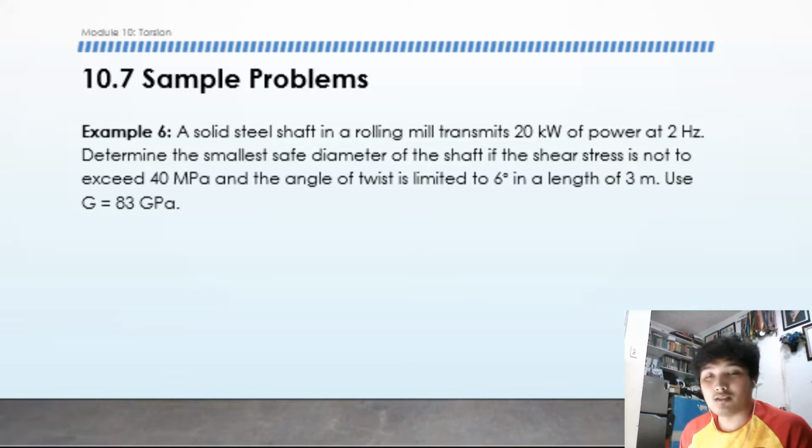A solid steel shaft in a rolling mill transmits 20 kilowatts of power at 2 Hz. Determine the smallest safe diameter of the shaft if the shear stress is not to exceed 40 MPa and the angle of twist is limited to 6 degrees in a length of 3 meters. Use G is equal to 83 gigapascal. Okay, so paano isolve ito, class?